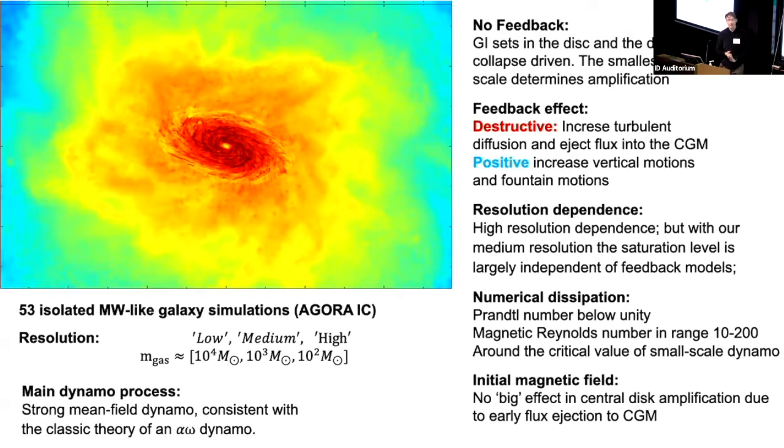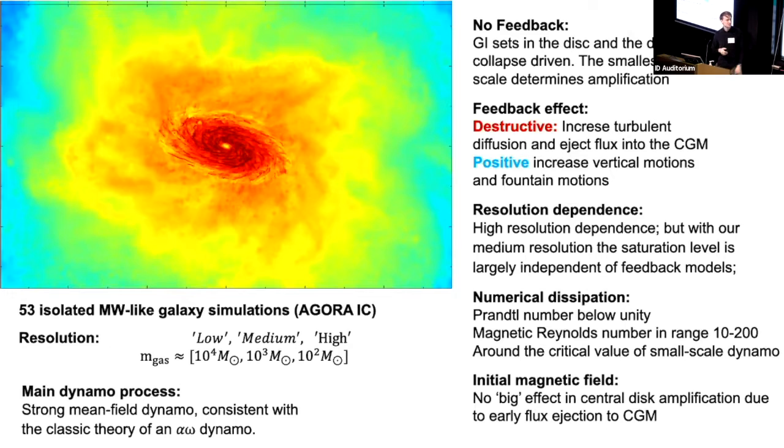We also looked at numerical dissipation, basically changing the numerical dissipation within the code. We also had a look at the numerical Prandtl number and the magnetic Reynolds numbers, because these are important in how effective the dynamo is. The Prandtl number can be seen to be below unity in all our runs. The magnetic Reynolds number is about 10 to 200, which is around the critical value for small scale dynamo. So it is unsure if we have small scale dynamo or not in these simulations.